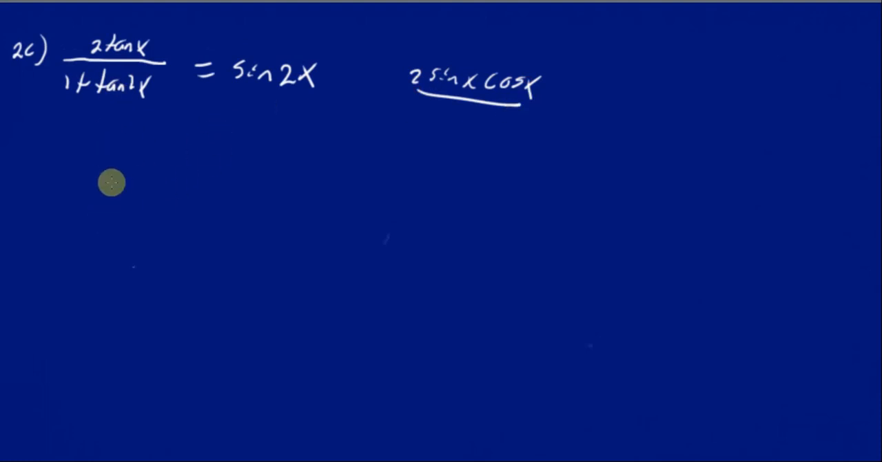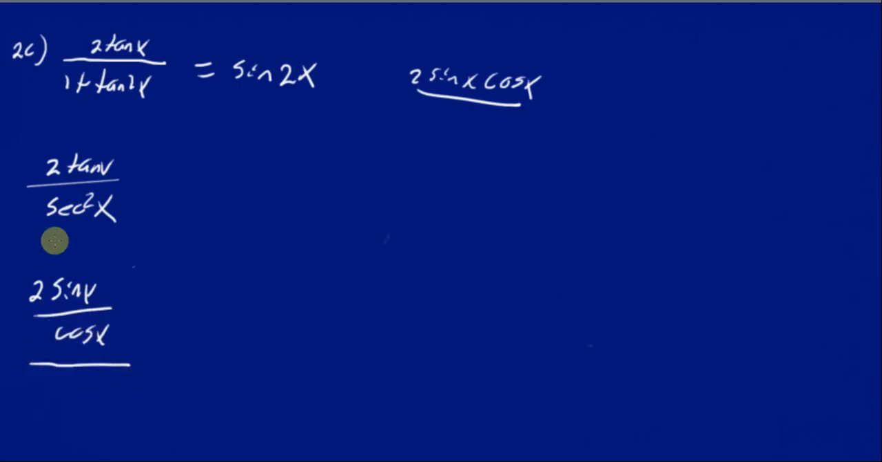When I look at this, I see 2 values in the denominator. It just jumps out and says Pythagorean identity. And I tan for a second, so 1 plus the tangent squared of x is equal to the secant squared of x. Well, I'm going to go ahead and change everything to sines and cosines. So in the numerator, I've got 2 sine x over cosine x divided by secant squared of x.